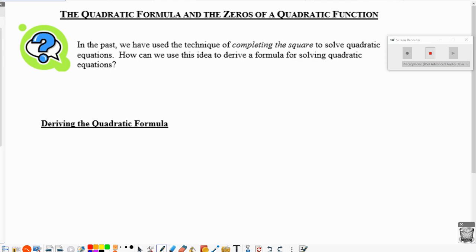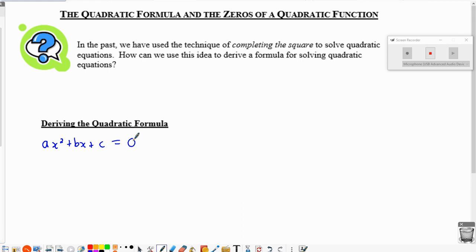Somebody might have asked the question last lesson. Doesn't this play out the same way every time? Isn't there a pattern to all this? I do the same steps every time, and the answer is yes. So here's deriving the quadratic formula. It starts with any quadratic you get given: ax squared plus bx plus c equals 0.